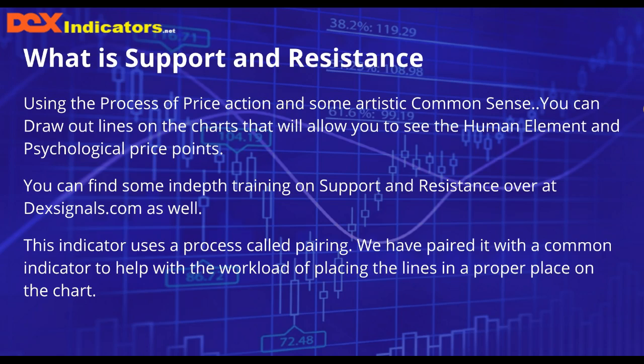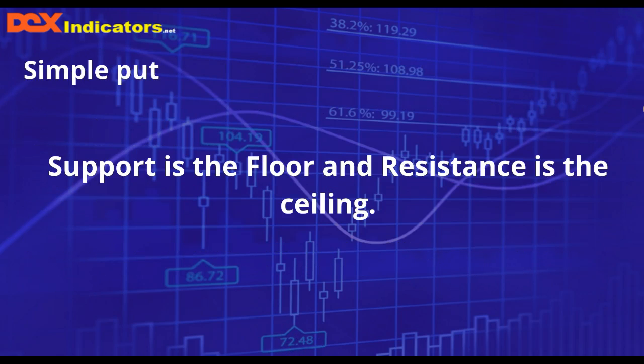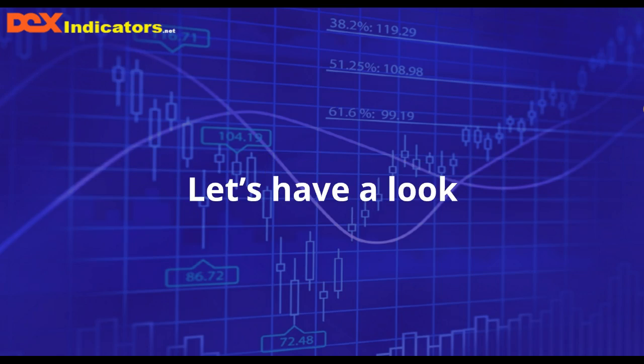This indicator uses a process called pairing as well. We pair it up with another indicator that basically shares in that workload by placing the lines in the proper places on the chart. Basically, simply put, support is the floor and resistance is the ceiling, within a certain time frame. Let's go have a look.